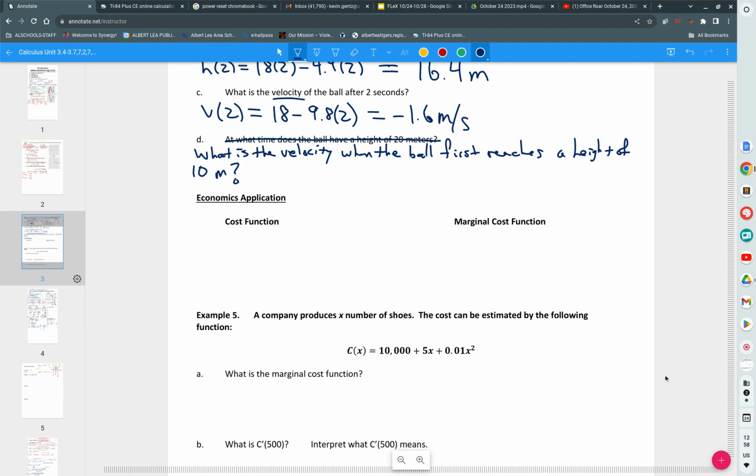How many times does the ball have a height of 10 meters? Twice. Once on the way up, once on the way down. On the way up, the velocity will be positive. On the way down, it will be negative. What is the maximum velocity of the ball?